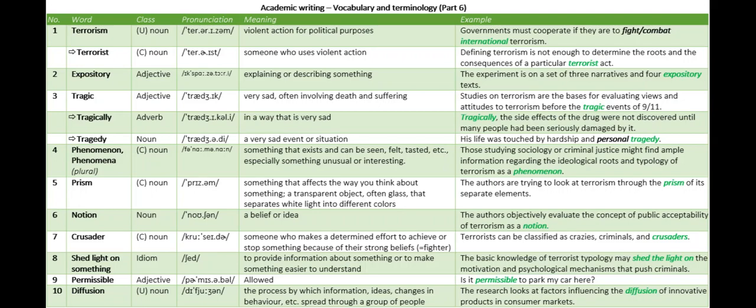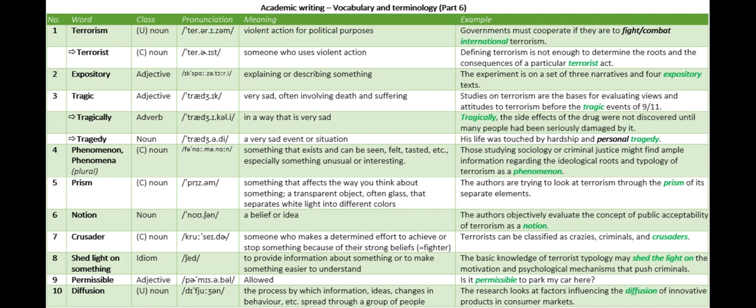Academic Writing, Vocabulary and Terminology Part 6. 1. Terrorism. Uncountable noun. Meaning, violent action for political purposes. Example, governments must cooperate if they are to combat international terrorism.